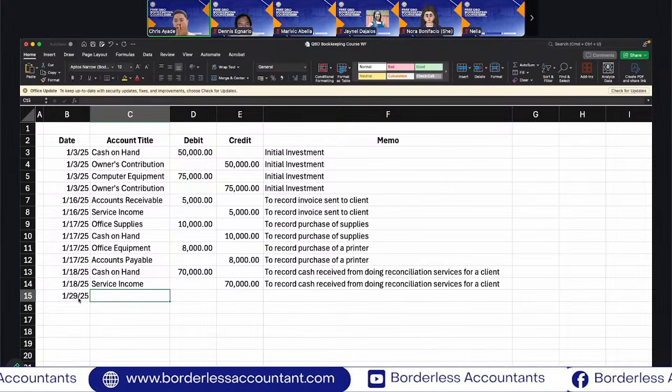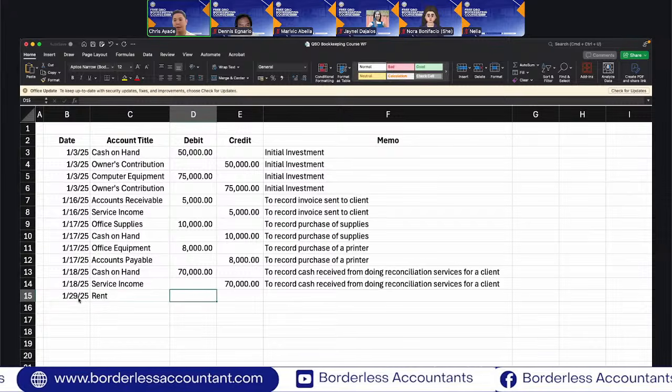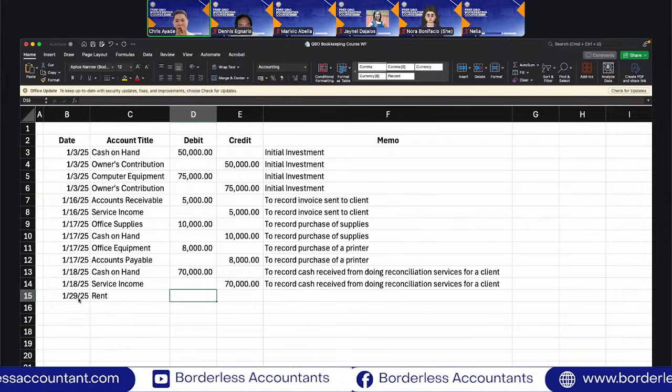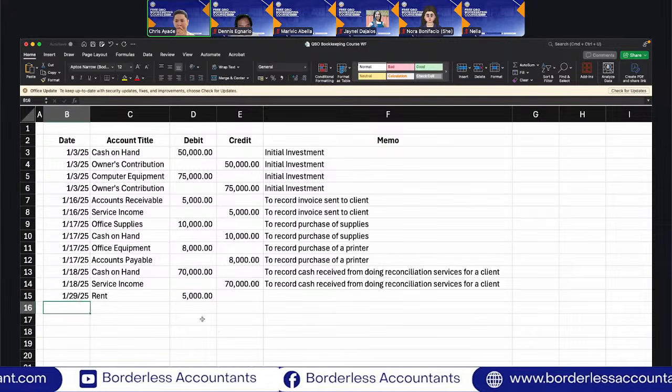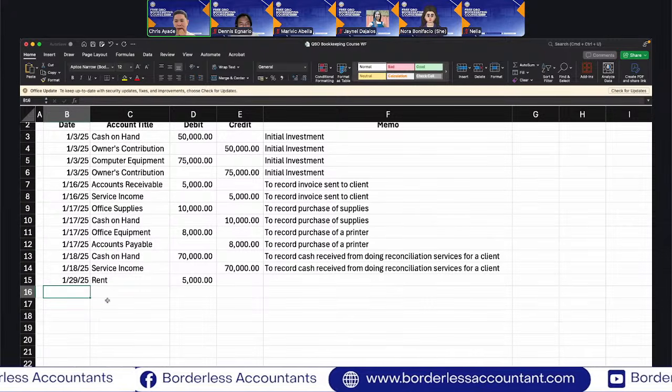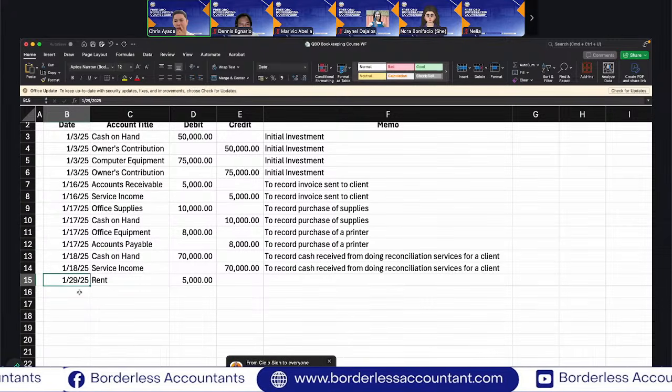Ano ba yung rent? Rent is an expense, di ba? So malamang debit yung rent, di ba? So magkano kaya ang rent na office ni JR? Lagyan natin 5,000. Ano pa yung possible na mga expenses ni JR na binayaran ng 129?